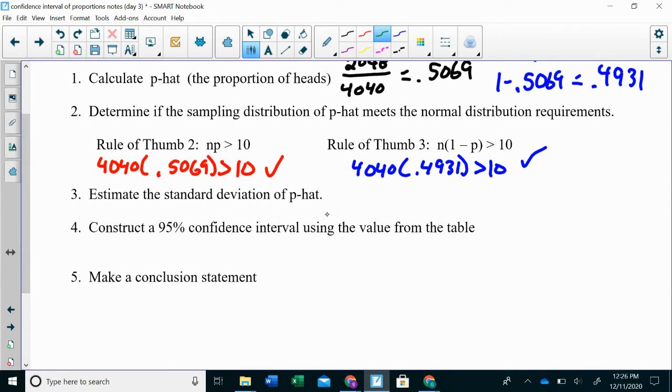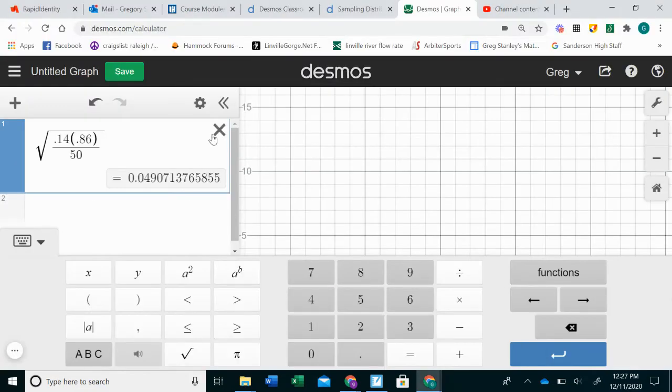So our square root, and this one the numbers are going to get a little weird looking just because those decimals are 4-digit decimals. So 0.5069 parentheses 0.4931. All of that divided by our sample size of 4040. So we have Desmos to help us crunch the numbers. Don't get freaked out and scared about the way those numbers look. Learn the process, learn this step-by-step approach, and be confident in using Desmos to help you with the numbers.